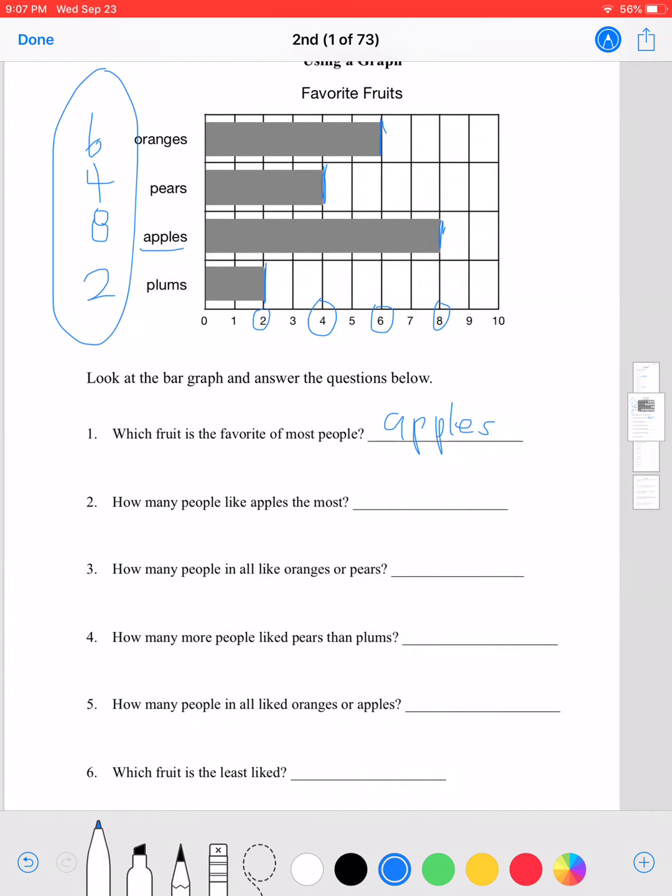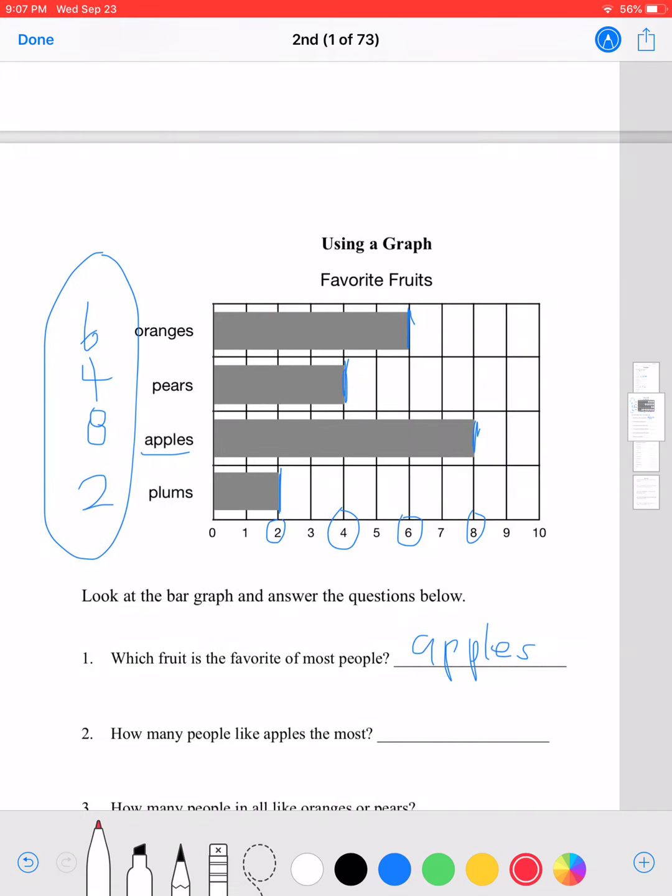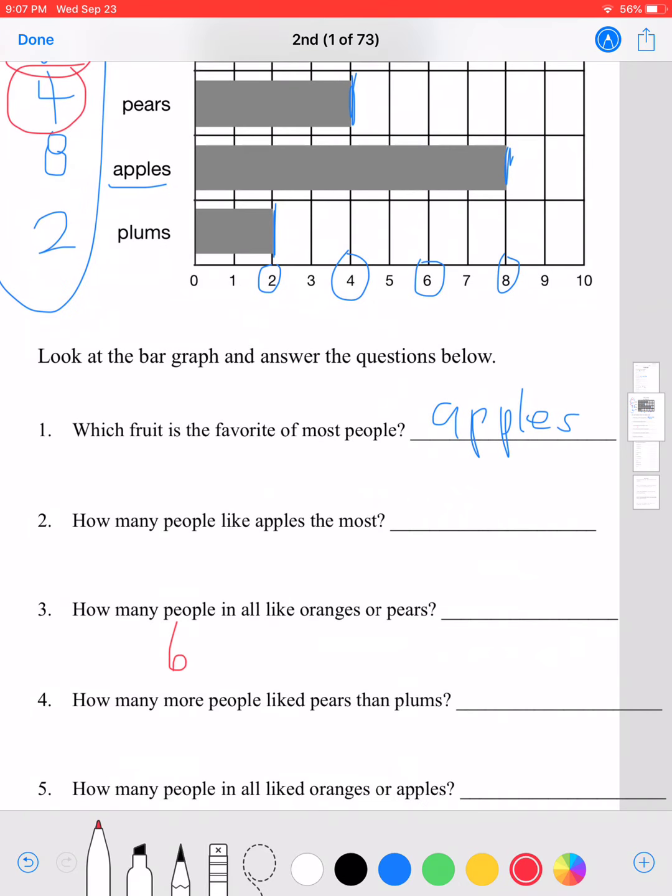And we'll do number 3. How many people in all like oranges or pears? So we're only going to be looking at oranges and pears for this question. 6 and 4. So we're trying to find out how many people in all like either of these. So we're going to add these two numbers. 6 plus 4. And that equals 10. You can count up or you can draw and count. So 10 people like oranges or pears.